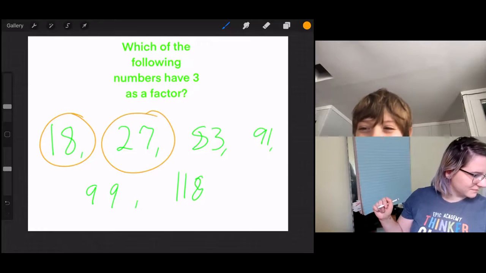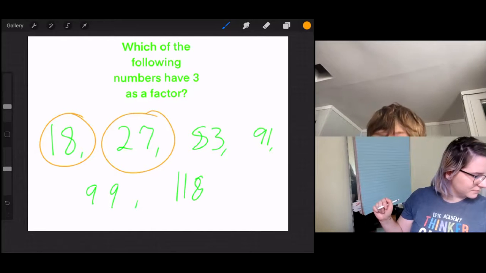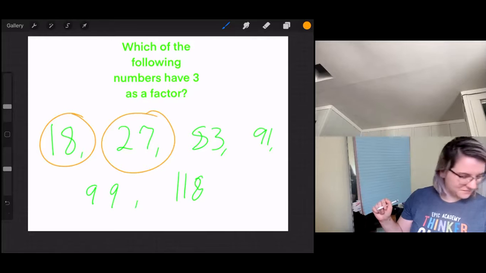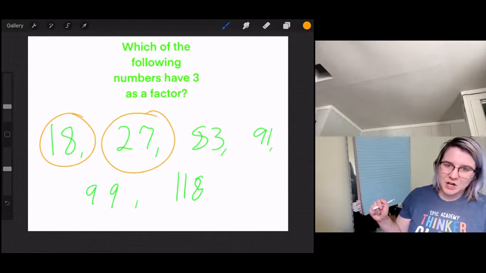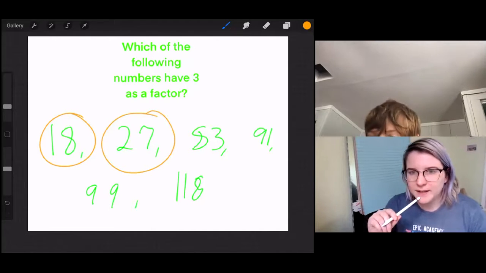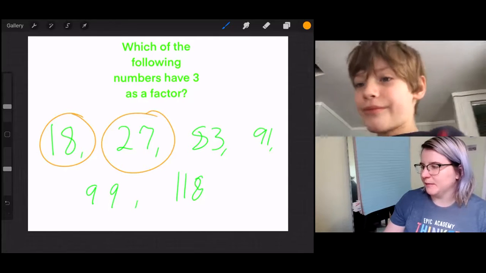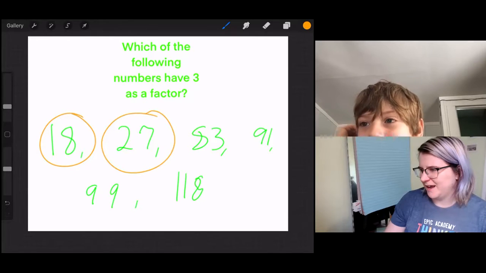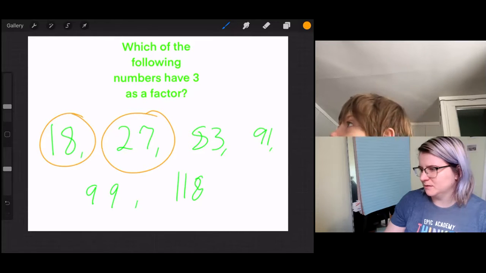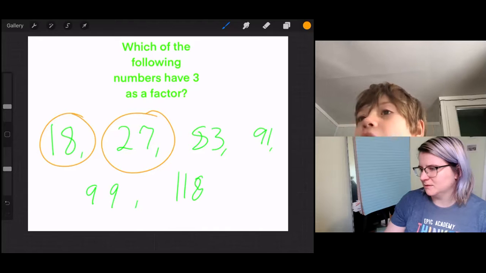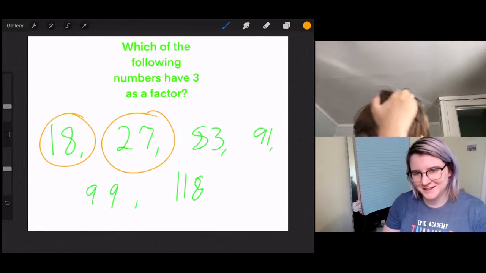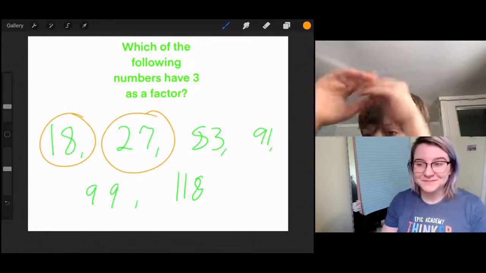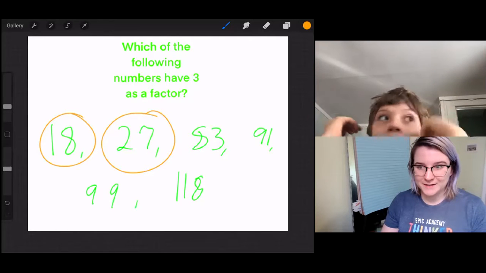83, that's a tough one. Well, why don't we do it this way, Dylan? What's 83 divided by 3? Can we do that? Is that even possible? Well, we know that 10 times 3 is 30, and 83 is far above that, so we know that the answer is above 10. We already have a clue here.